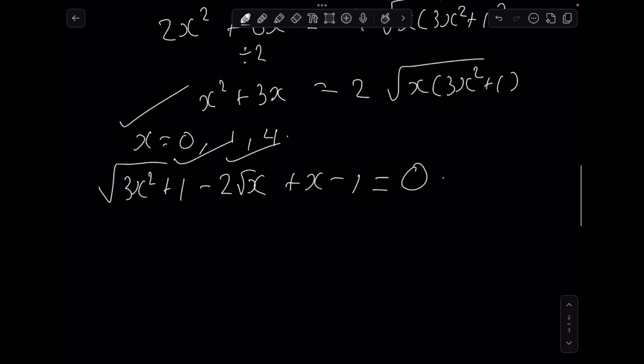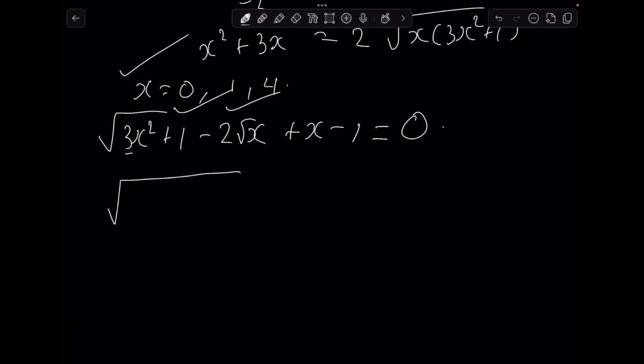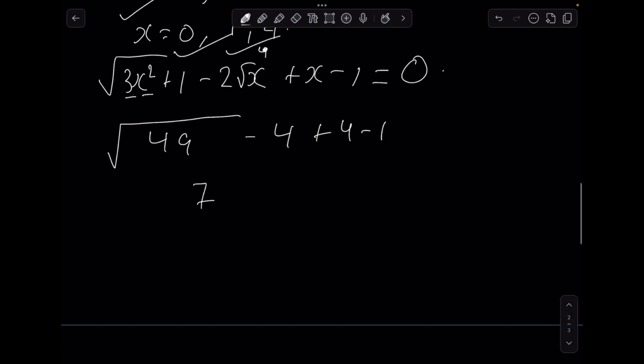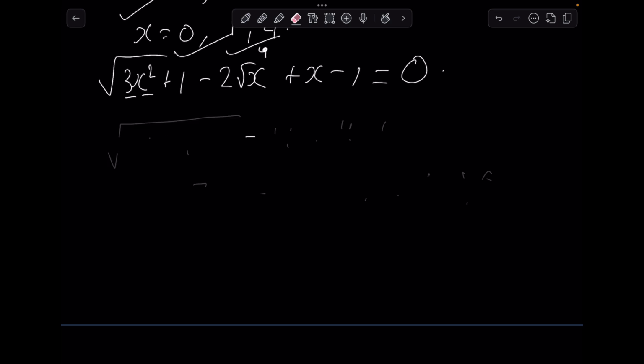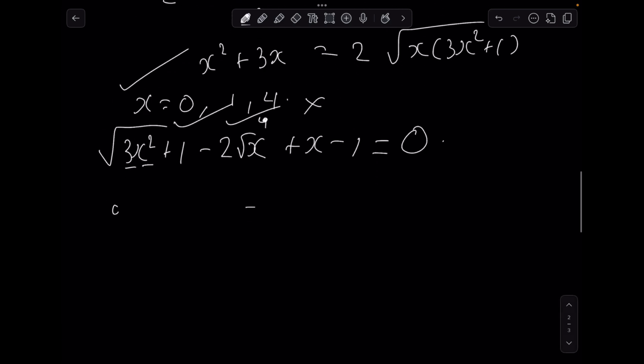So, okay, let's try x equals 4. So 3 times 4 squared. 4 squared is 16. 16 times 3 is 48. 48 plus 1 is 49. Minus 2 times root of 4, which is 2, so minus 4. Plus 4 minus 1. So that's 7 minus 4 plus 4 minus 1. That cancels, so 6, which is not 0. So we actually found out a dummy solution. So the only solutions are x equals 0 and 1.